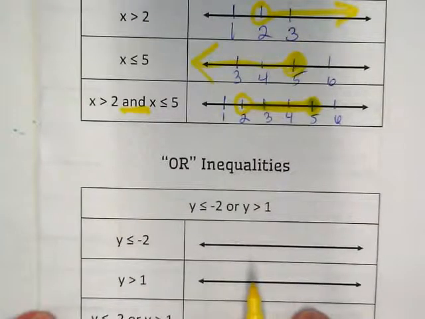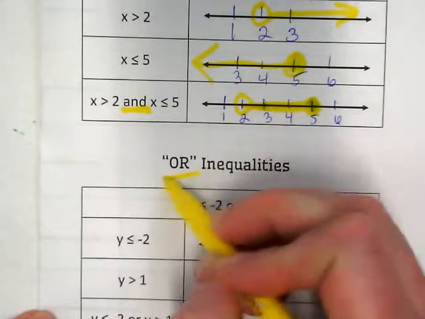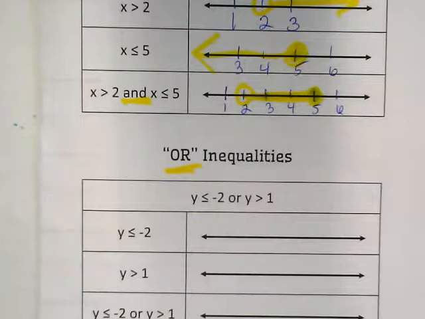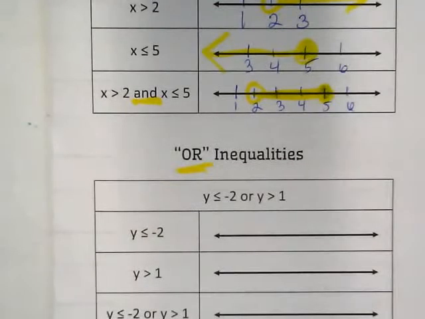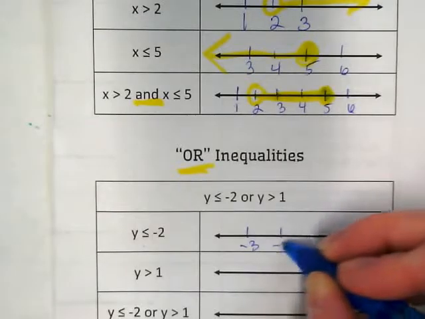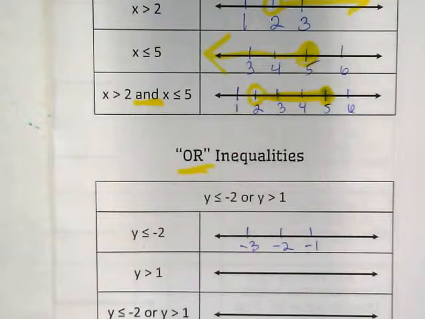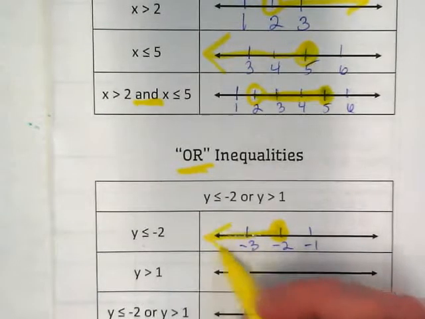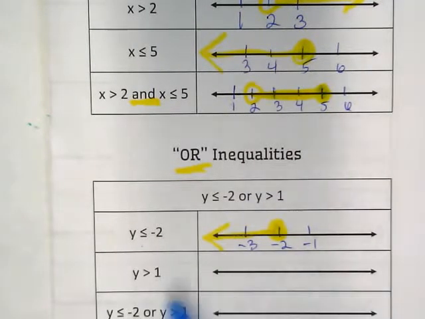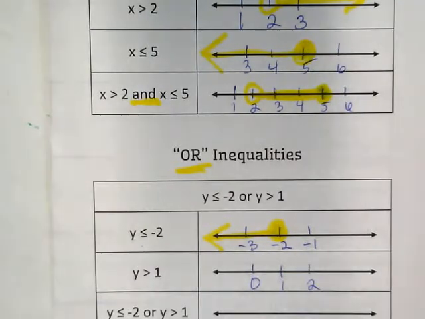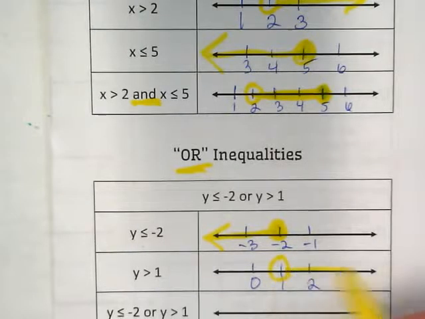When we look at "or" inequalities, they do the opposite. We're going to do y is less than or equal to negative 2 or y is greater than 1. And we're going to do this part of it first. We need to have negative 3, negative 2, negative 1. It's less than or equal to negative 2, so we're going to circle this and go to the left. And y is greater than 1, so let's do 0, 1, 2. Circle it, leave it open, and go to the right.